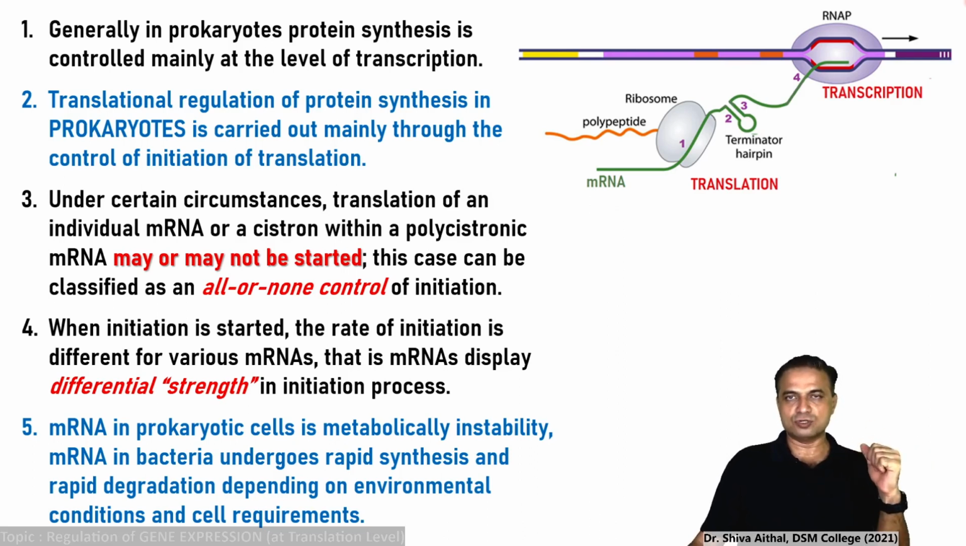Four to five points you should remember here. Translational regulation of protein synthesis in prokaryotes is mainly through the control of initiation of translation. Initiation takes place at the Shine-Dalgarno sequences. If you remember, SD sequences are the part of the mRNA where the ribosome binds. The binding of the ribosome on the mRNA is initiated at the point of the SD sequence. There itself, not allowing it to bind means not allowing the initiation of translation to occur.